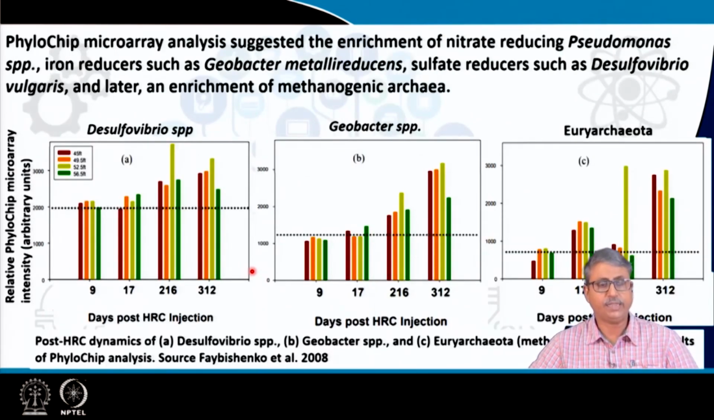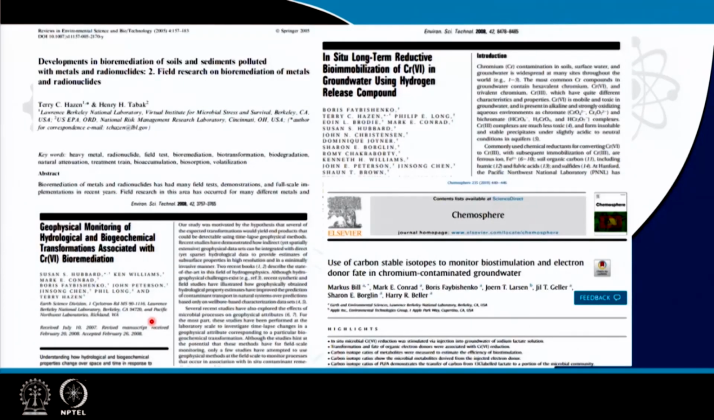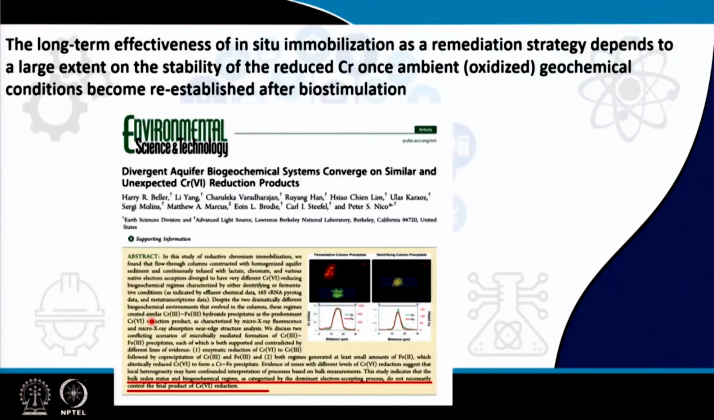Subsequent microbial community analysis by microarray data suggested that a large number of organisms, including Pseudomonas, Geobacter, even Desulfovibrio, the sulfate reducers, and archaea were developed or improved. You can see with respect to the time scale how these different organisms are at different depths. The different colors indicate different depths, and the data is presented for different times, as days post HRC injection. And here are some screenshots of the good papers which might be of interest.